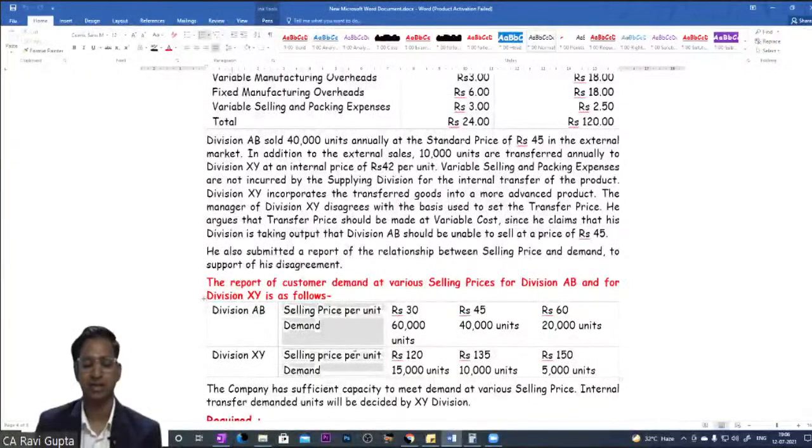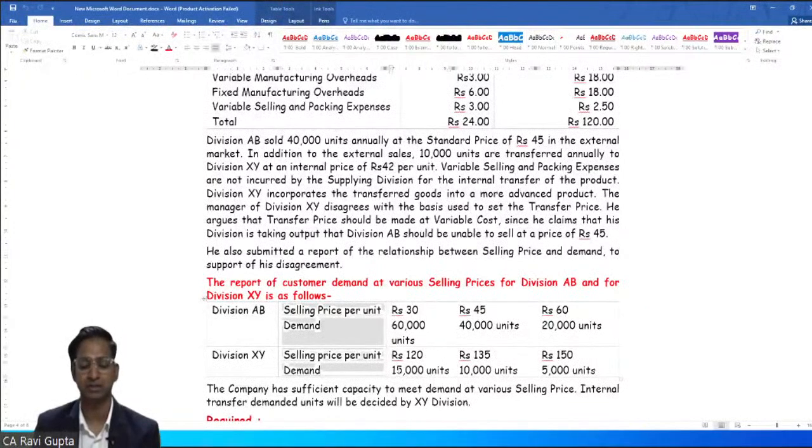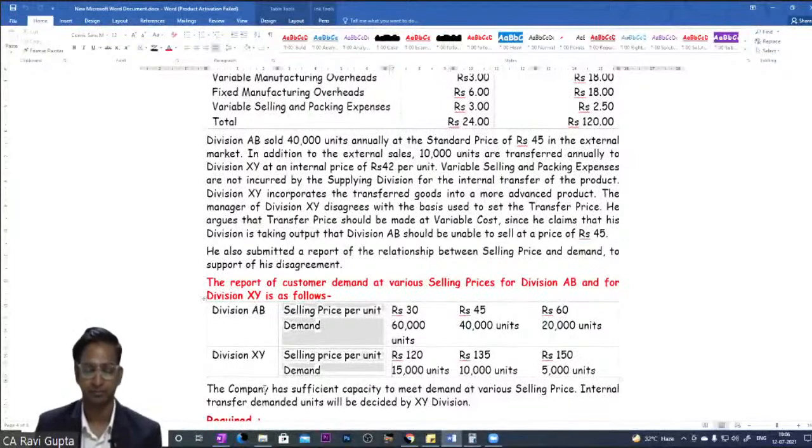Division XY selling price per unit is 120 rupees. If it's 120 rupees, the demand will be 15,000. When it is 135, the demand will be 10,000. When the selling price is 150, the demand will be 5,000. The company has sufficient capacity to meet the demand at various selling prices. Internal transfer demanded units will be decided by division XY.